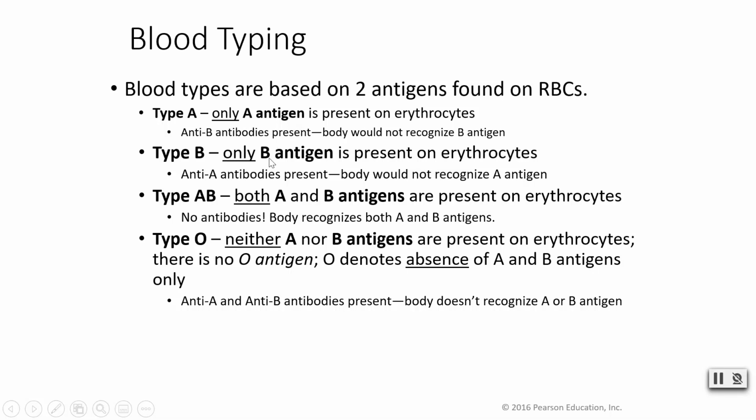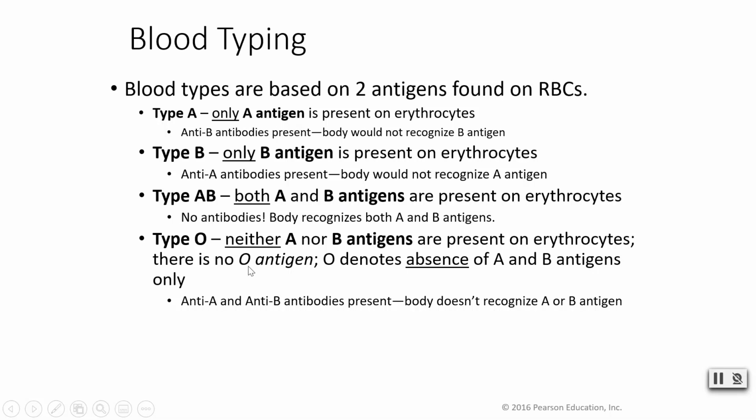Now, if you're type B instead, we have the B antigen on the red blood cells. We would have anti-A antibodies, and the body would not recognize the A antigen as being self-antigen, so it will destroy it. We mentioned that type AB blood has both A and B antigens, so there's no need for antibodies because your body recognizes both of those as self-antigens.